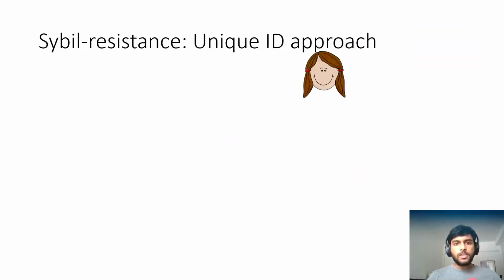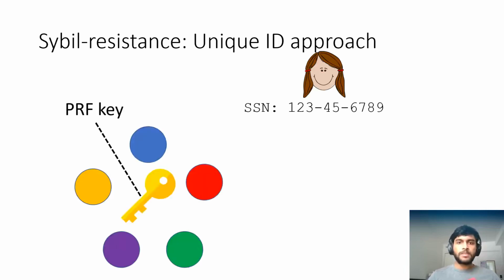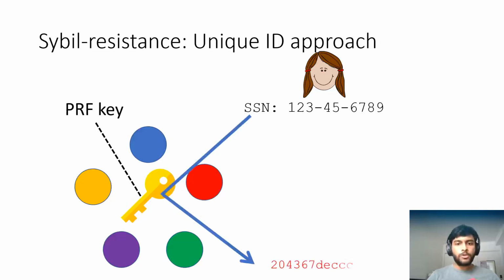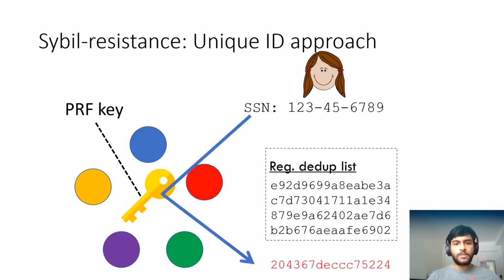The first is what I'll call the unique ID approach, where the user begins with an already unique identifier, for example, the social security number. The committee has a PRF key, and a PRF is computed over the social security number, the output of which is matched with an existing deduplication list. If no match is found, the user is unique. Finally, the new entry is added to the list.